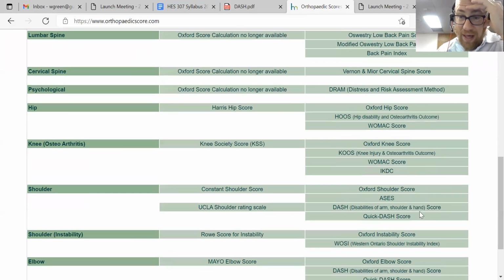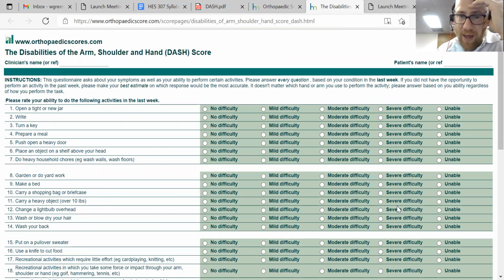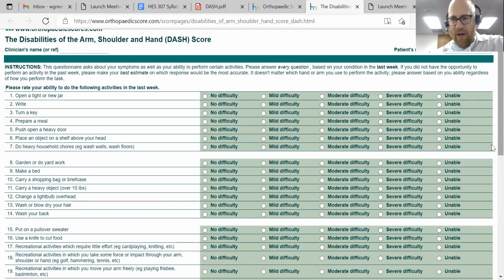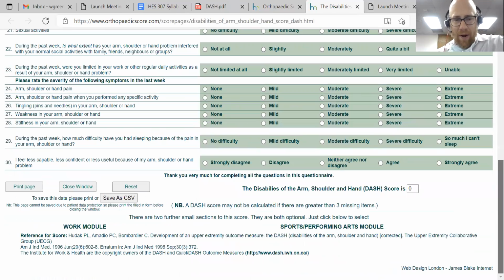So we're going to use the DASH, not the QuickDASH, but the DASH. As we get more comfortable, you can branch out potentially, but here's the DASH. Check it out. I can go in and actually select this, go through the exact same thing and do this electronically. When I get down to the bottom, it's going to give me a score down here. It's going to calculate it for me.